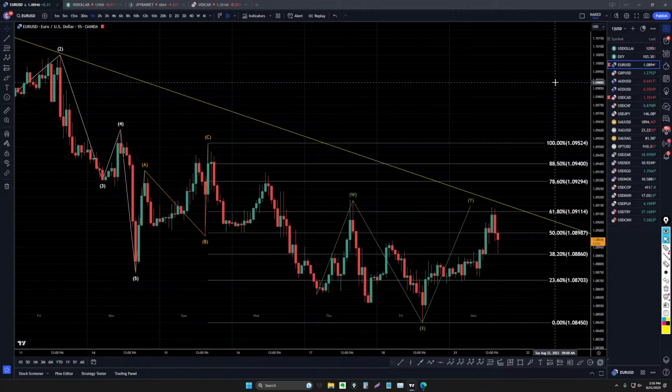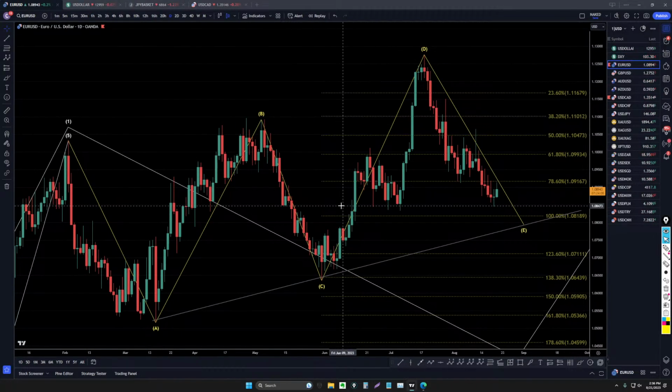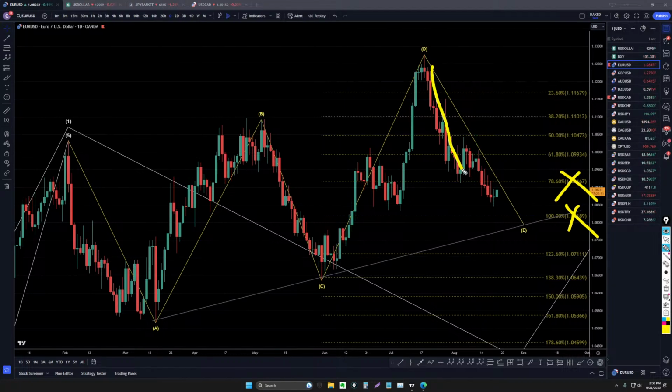So let's head down to the euro dollar. Let's head up to the daily. Now the euro dollar, to me, I mean, we're not bouncing off any fib extension levels. We're not breaking any structure to the upside. To me, it still looks like a 1, 2, 3, and I still don't even think this is over.